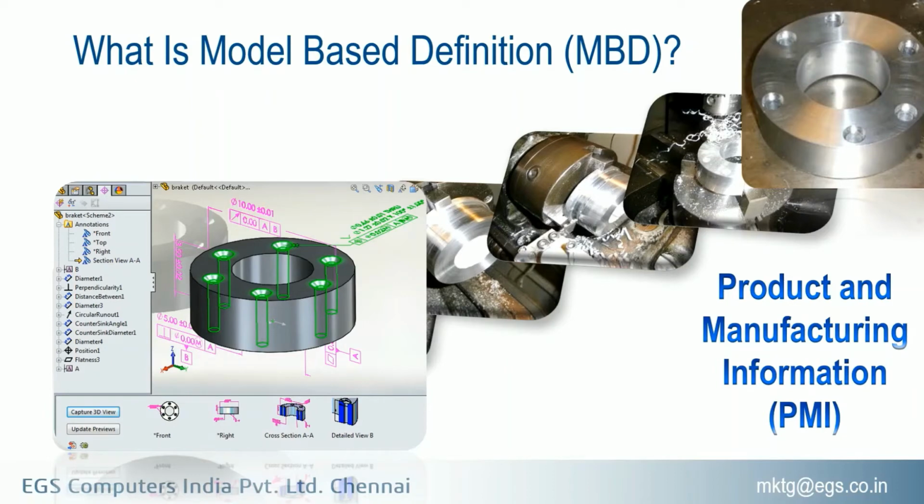So you are able to provide all those manufacturing information, product manufacturing information, in the 3D model itself, and you can capture the views which you see on the screen, like the front view, right view. The advantage of capturing these views is that they contain only the specific manufacturing information which we need to manufacture in the front face or the right face, and also the detailed area, right?